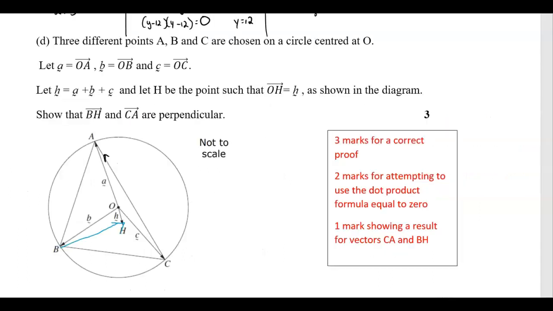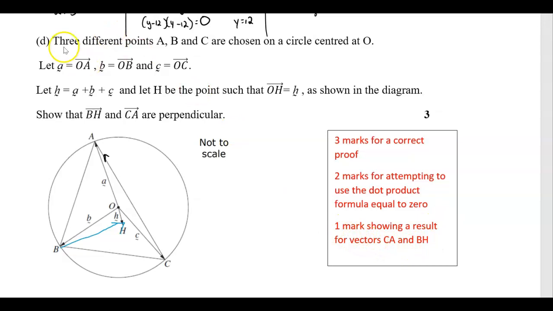Okay, so part D is a proof. To get the proof out, you would have got 3 marks. You would have got 2 marks for attempting to use the dot product formula equal to 0 because we're looking at perpendicular here. And 1 mark for showing results for vectors CA and BH. So as long as in this question you've given it a go and put down as much information as you can, you would have at least got 1 mark out of that 3.